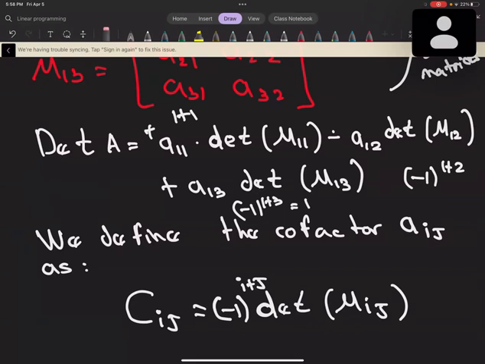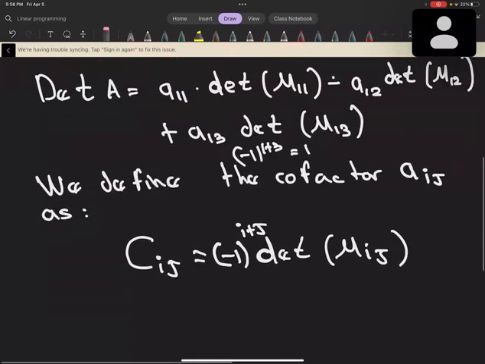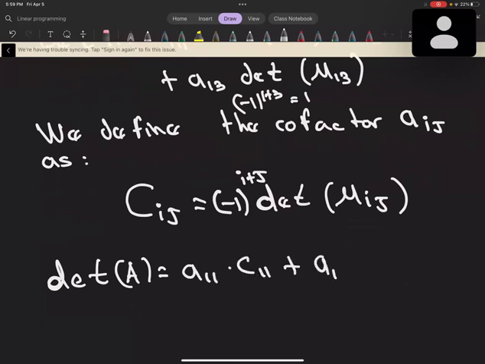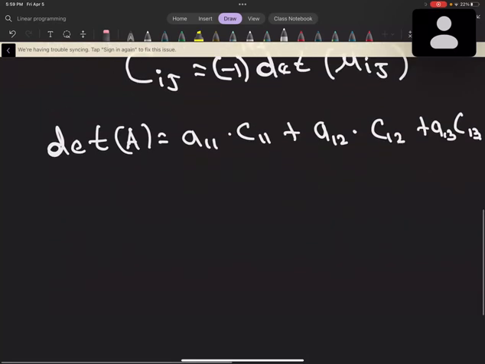So I can write this determinant using this definition, which for now looks unnecessary: the determinant of A can be written as A11 times C11 plus A12 times C12 plus A13 times C13. This is just what we had done. We're just changing the names of something we know how to do. Why is this good? Because look at, for example, the general case.